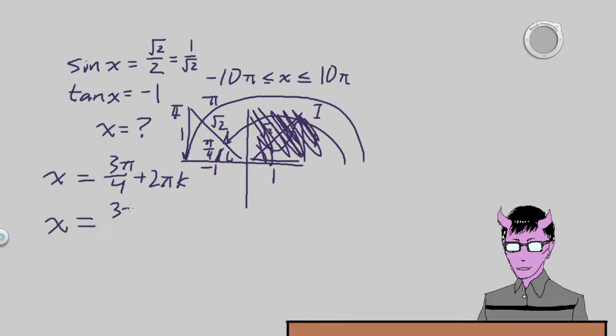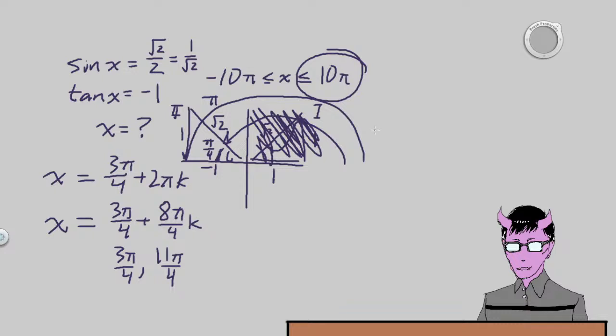So x is thus 3 pi over 4 plus 8 pi over 4 increments. Start with the base angle. It's going to be 3 pi over 4. All you need to do to get to the next candidate is add 8 to the top. So 11 pi over 4.